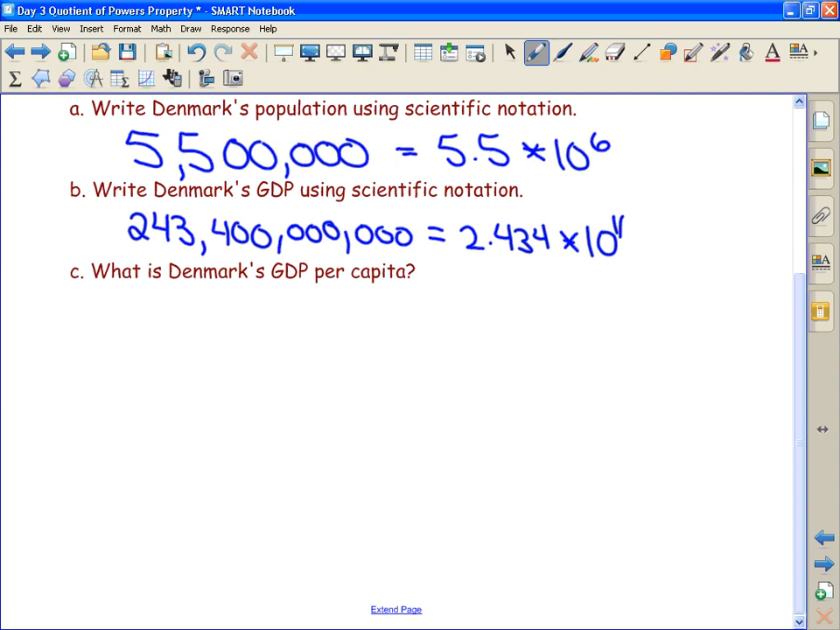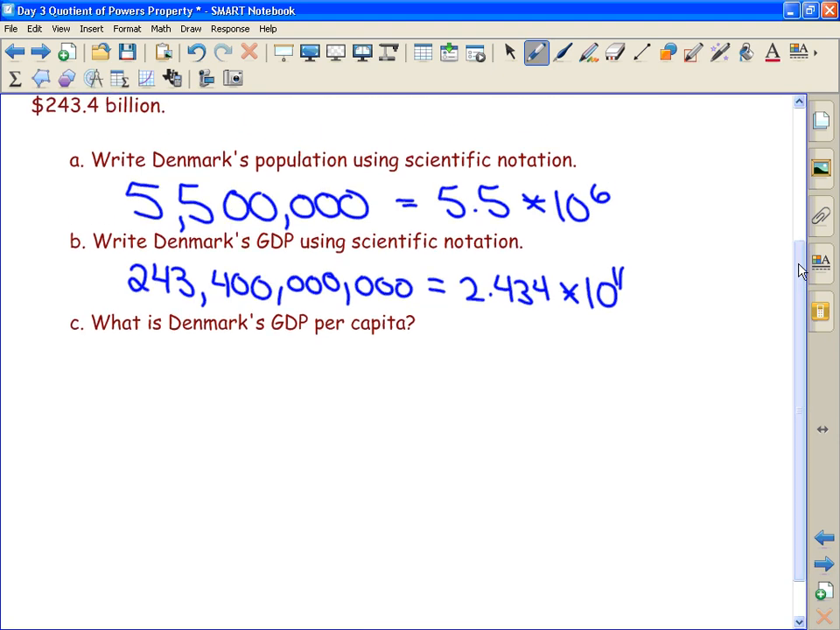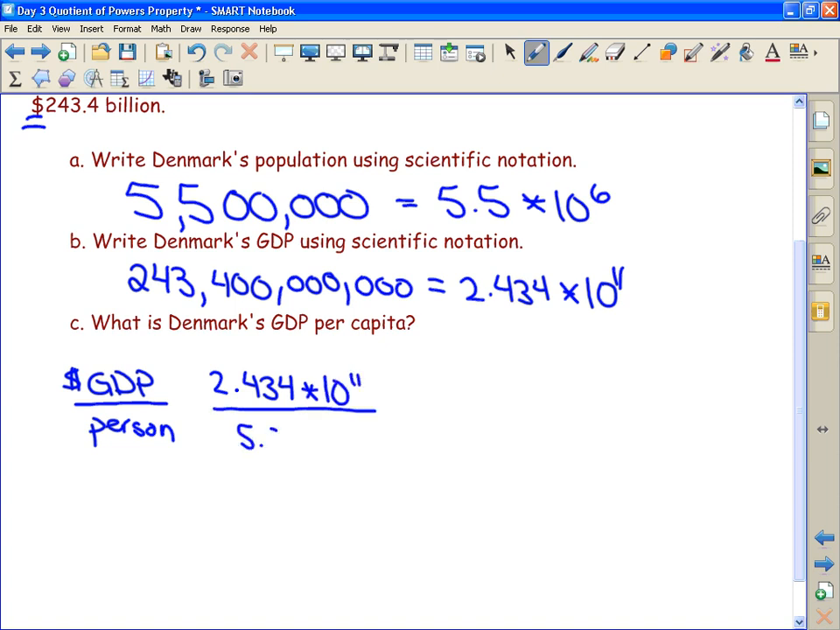Now, big whoop, we can write it in scientific notation. What we want to know is what is the GDP per capita, or per person? So remember, GDP was given to us in dollars. So we want to know the GDP in dollars per person. So I'm going to take these two numbers and divide them. So I have 2.434 times 10 to the 11th divided by 5.5 times 10 to the 6th.